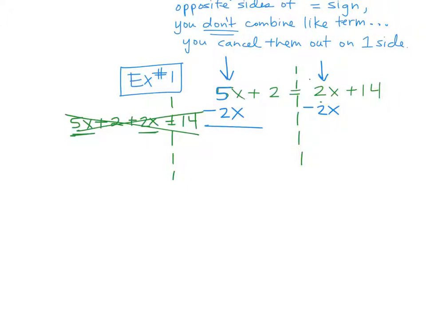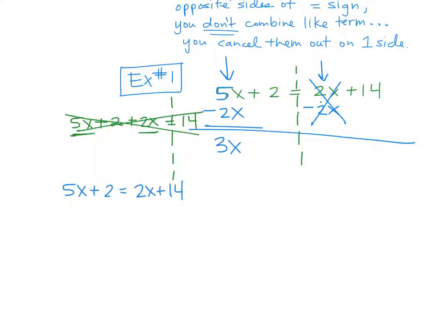5x minus 2x, well, 2x minus 2x is nothing, right? 5x minus 2x is 3x. Now look at it if I had gone the other way. 5x plus 2, I'm just rewriting the same equation. Don't do this with me. Just watch. Okay? I could go take away the 5x from both sides.